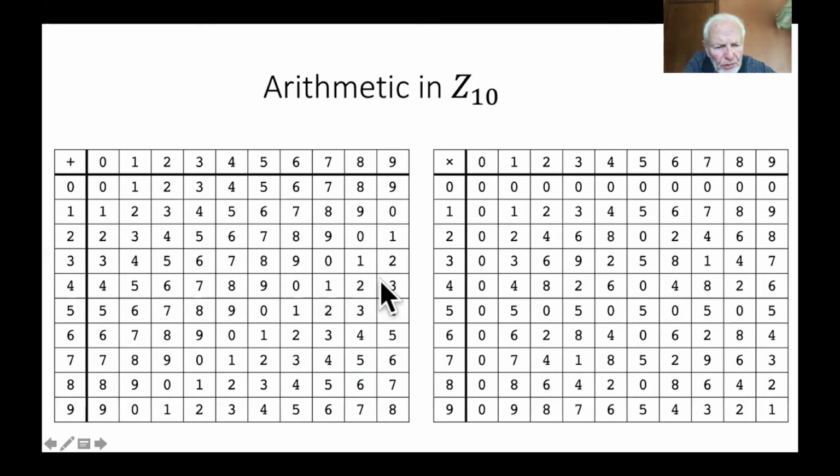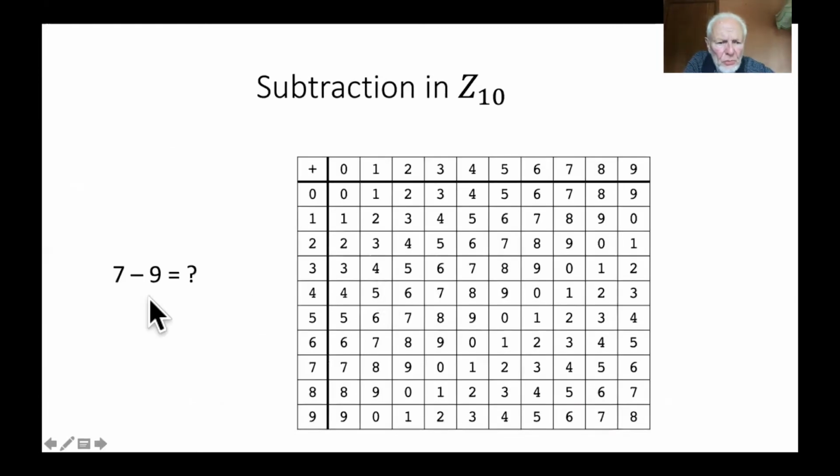And I say crucial because that's what enables us to do subtraction. So suppose we wanted to work out what 7 minus 9 is in Z10. Well, we want to know what we have to add to 9 to get 7. So we look along the 9 row until we see 7. And then we see that it's 8 that we have to add to 9 to get 7. And so 7 minus 9 is 8. So subtraction works because each row has one of each number in them.